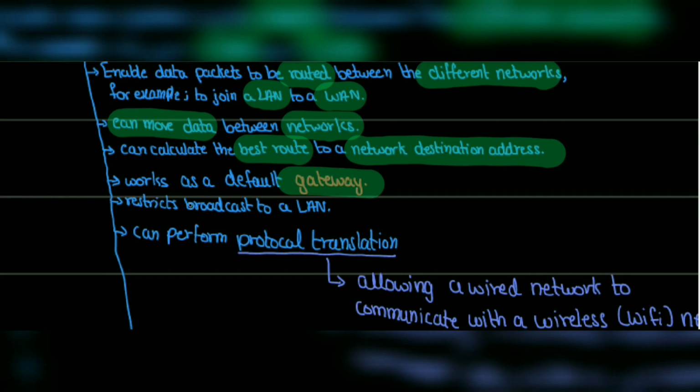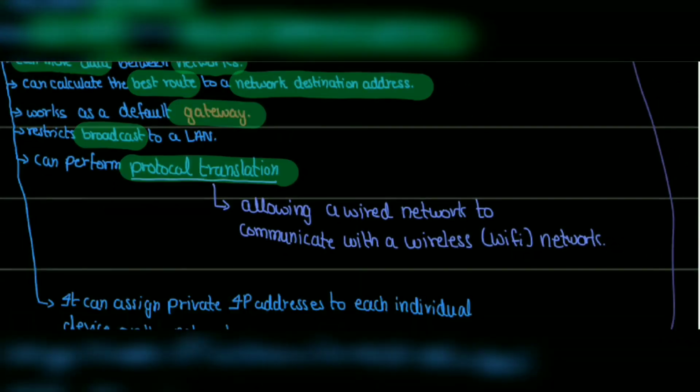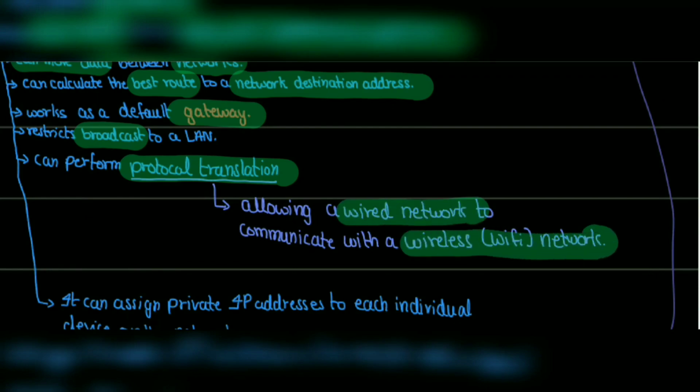Restrict broadcast to a LAN. Yes, definitely it doesn't broadcast. It always tries to work in a very smart way, knowing where the data is coming from and where to send it. It doesn't broadcast to a LAN. Can perform protocol translation, allowing a wired network to communicate with a wireless network. It makes a protocol translation, and that's a bonus.